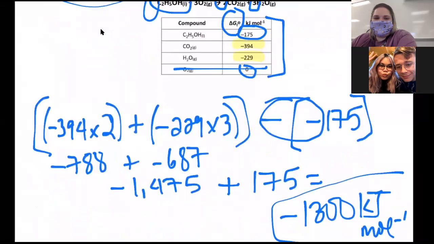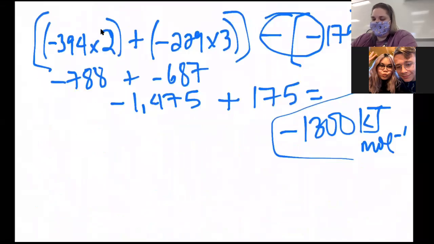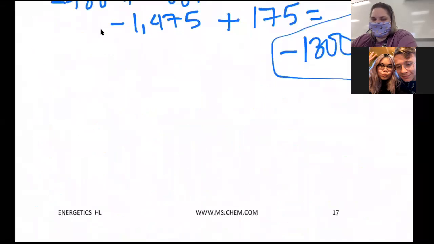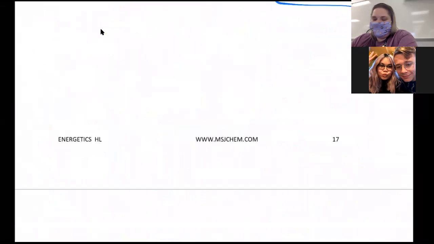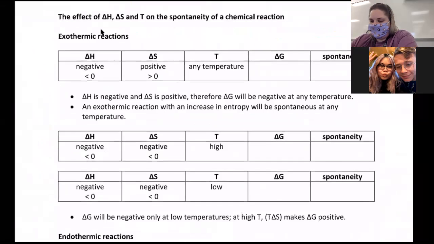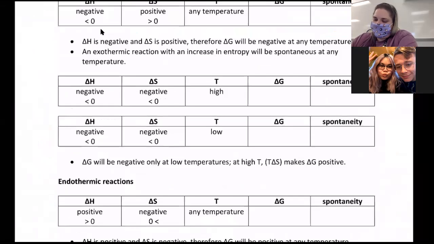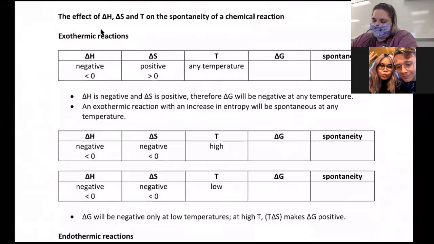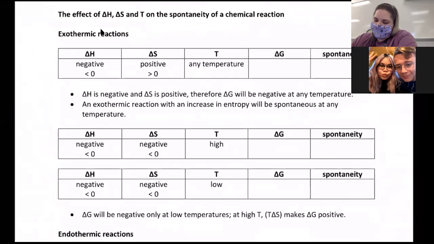So the last section really just puts all of these together. We have delta H, delta S, and temperature, and how they affect delta G and whether the reaction is going to be spontaneous or non-spontaneous. We're going to talk about this and then look at a little chart at the very end. But first off, notice there's two sections. These are exothermic, and down here underneath, there's endothermic. We'll get to that in a second.